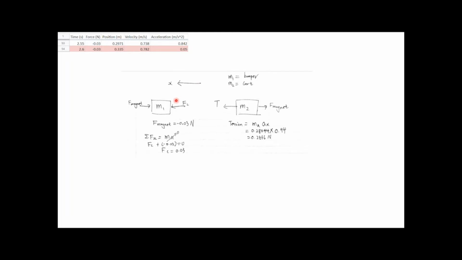To find the mass of the bumper and the cart separately, I've picked a data point where the acceleration is near zero to find the magnetic force acting on the bumper. Since acceleration is near zero, we can say that the force of the cart acting on the bumper is the same as the magnetic force, and the tension force on the cart is reduced by the magnetic force.